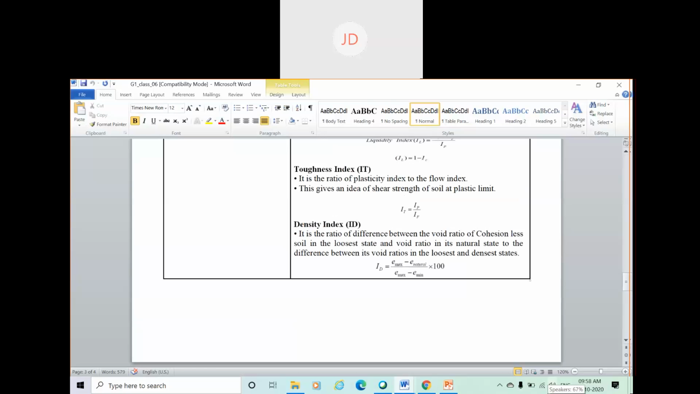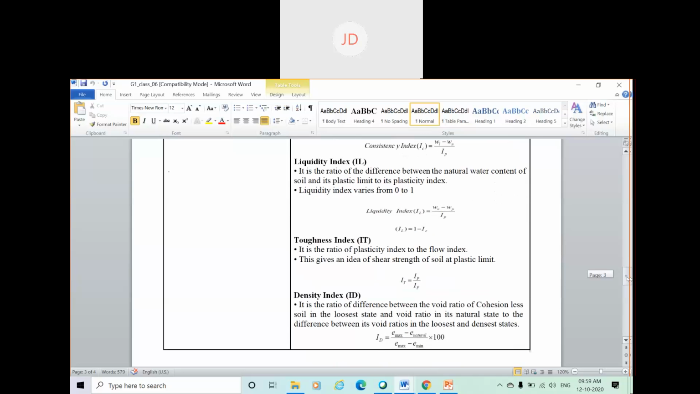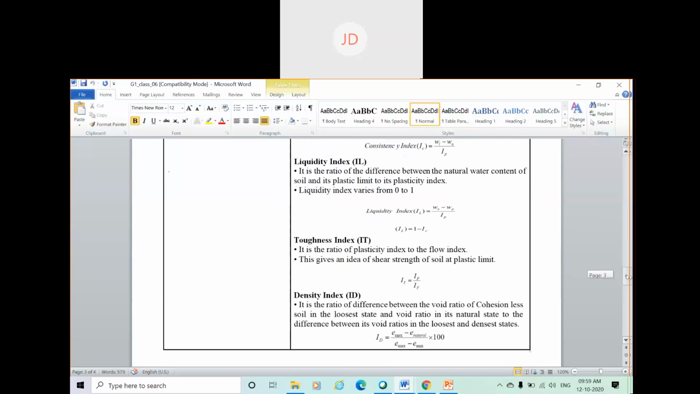Sir, can you show me the liquidity index? Can you see here? You can just try to remember the formula. Liquidity index is defined as a ratio of natural water content minus plastic limit to the plasticity index. Sir, the value will become a percentage, right? Indices are all numbers. You can also find it in percentage or in number. There is no hard and fast rule there. Mathematically, you can also write it in percentage. Without percentage also we can calculate, right? Yes, the number will be the same. The answer will be the same. Okay, sir, thank you.